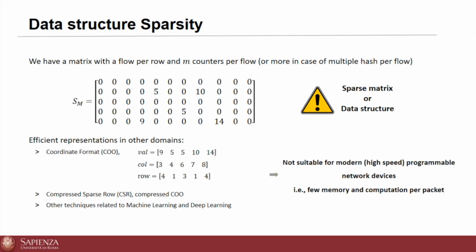But the issue with these existing techniques is that they're not feasible. It's not easy to implement them in programmable network devices, both from a memory perspective and from the computation point of view, because this representation requires some computation overhead to actually identify a matrix value, and this is not feasible in modern fast packet processing pipelines, when we want to keep up with the network data rate.